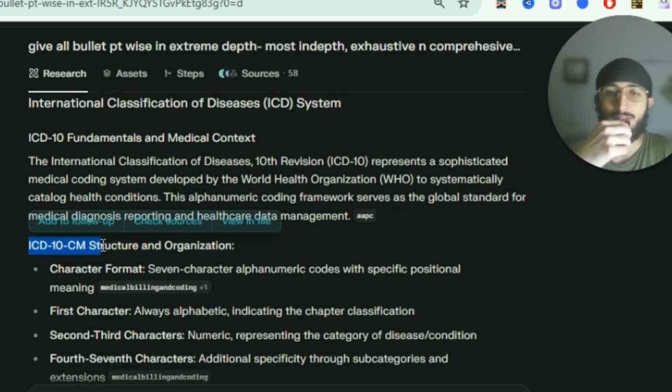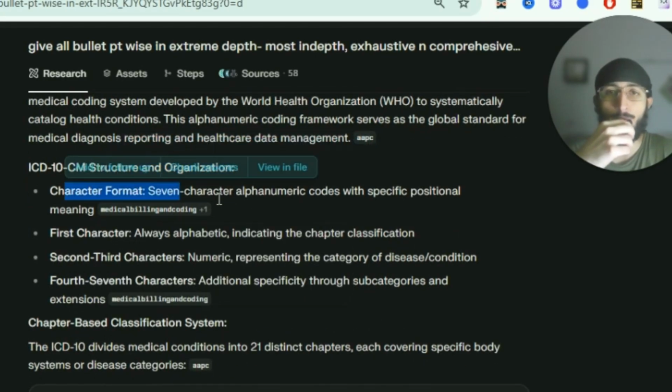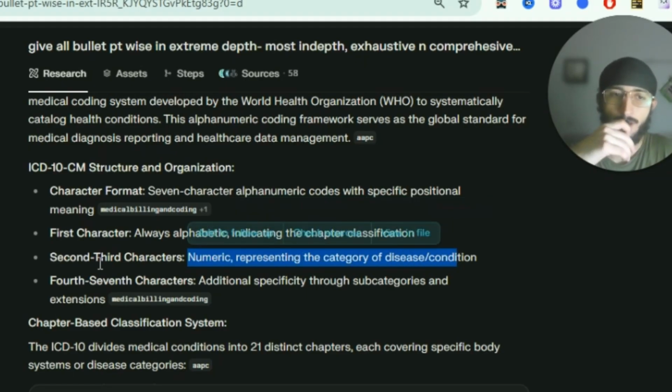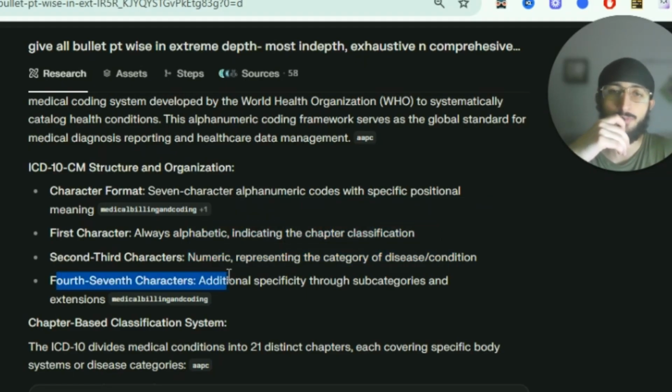Right now, ICD-10 structure and organization. So first, we have the character format. We have 7 character alphanumeric codes with specific positional meaning, where the first character is always alphabetic, indicating the chapter classification. Then the second and third characters are numeric, representing the category of disease or condition. And then we have the fourth to seventh characters, which add additional specificity through subcategories and extensions.